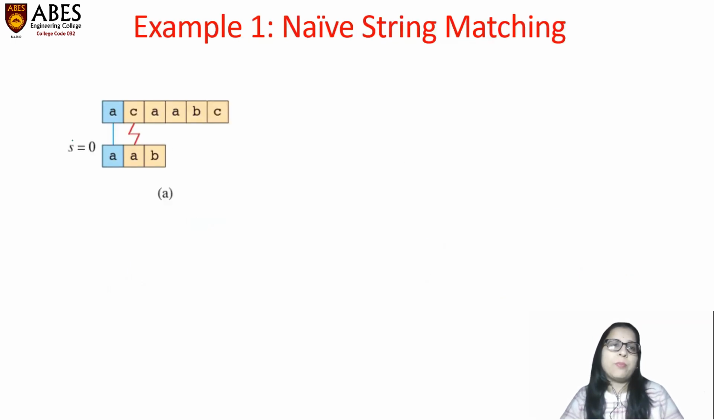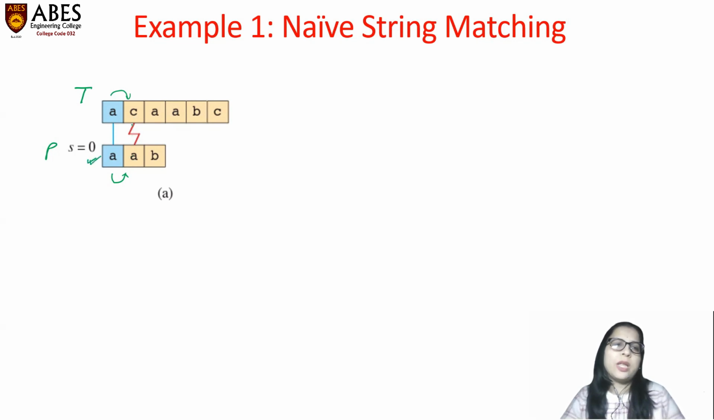So let's take this example. Here, this is the text that is given, ACAABC, and this is the pattern P. So pattern is AAB. In this naive string matching algorithm, we start from the first character in text and then match it with the first character in P. So in this case, this is a match. Then the cursor moves to the next value here and also the next value here. So we try to match C and this. So this is not a match. So what happens?